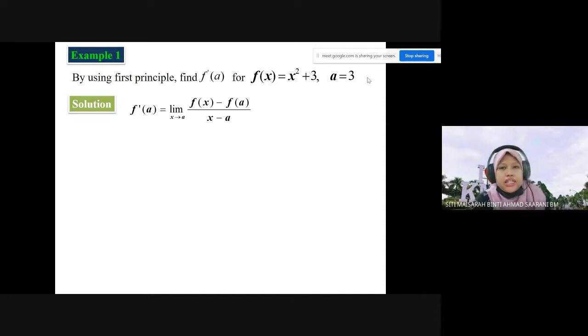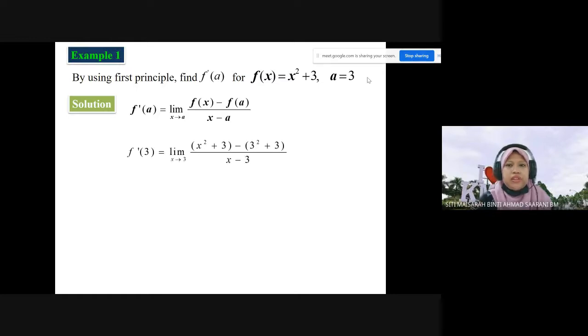Okay, so jadi A kat sini adalah 3, fx is x square plus 3, fa awak kena substitute balik 3, A3 tu ke dalam x. So dia akan jadi 3 square plus 3. Macam ni. 3 square plus 3, betul lah. Okay. Then kita substitute dalam formula. Kalau kita substitute dalam formula, it's become f prime 3. Kat sini terus evaluate lah. F prime 3 equals to limit x approach 3. Kat situ formula dia limit x approach A. X square plus 3 minus 3 square plus 3 over x minus 3. So kita ganti saja dalam formula dia.